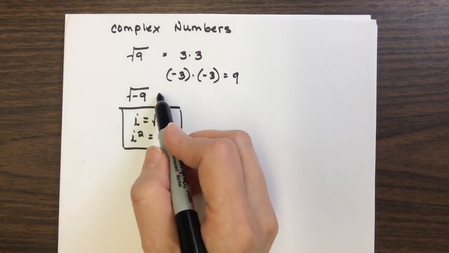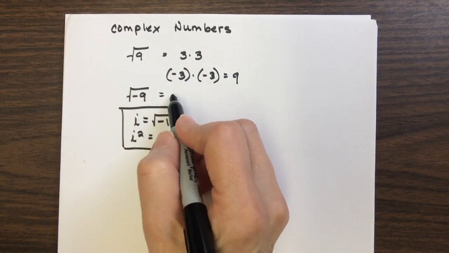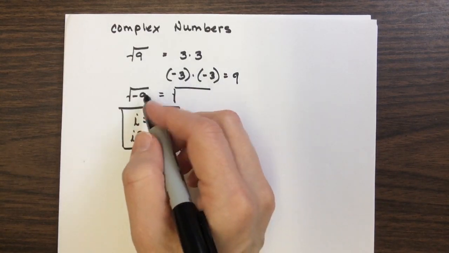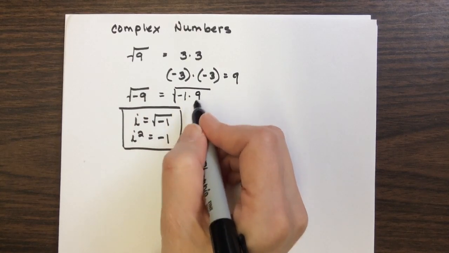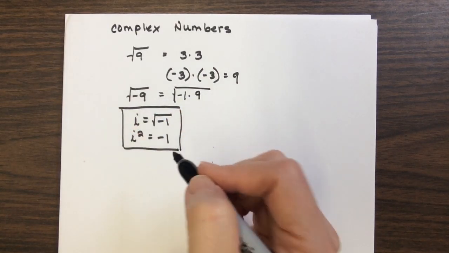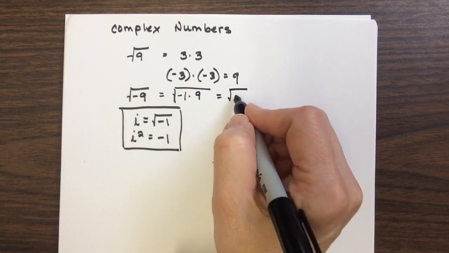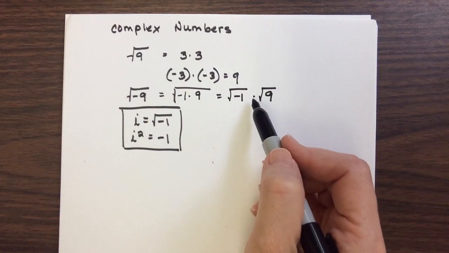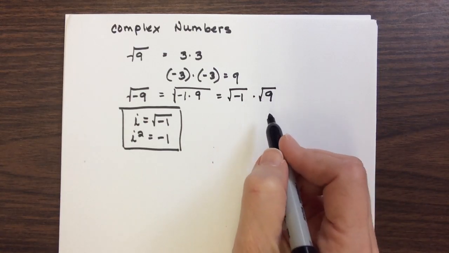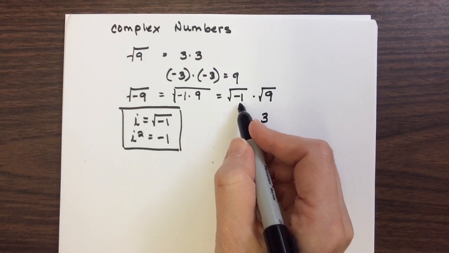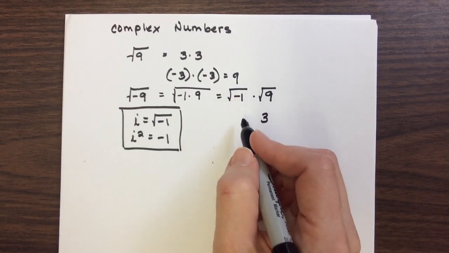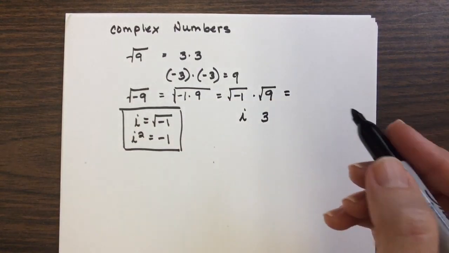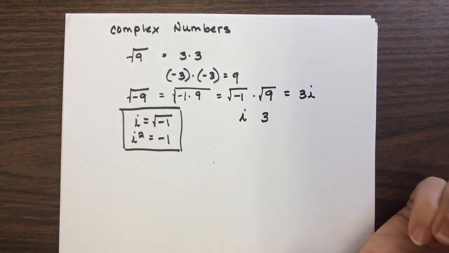So going back up here, if I apply my product rule and then my quotient rule, my product rule tells me I can multiply two factors underneath the square root. Well, that gives me my negative 9, and then my quotient rule tells me I can split that up. So this is just like the square root of negative 1 times the square root of 9. We all know the square root of 9 is 3, and by definition, the square root of negative 1 is i. So really, the square root of negative 9 is going to equal 3i.